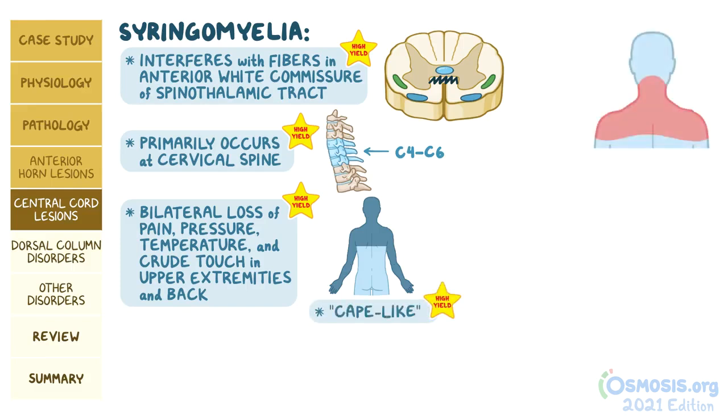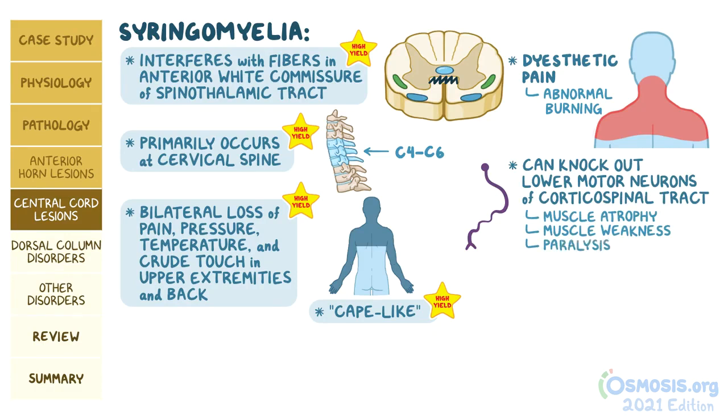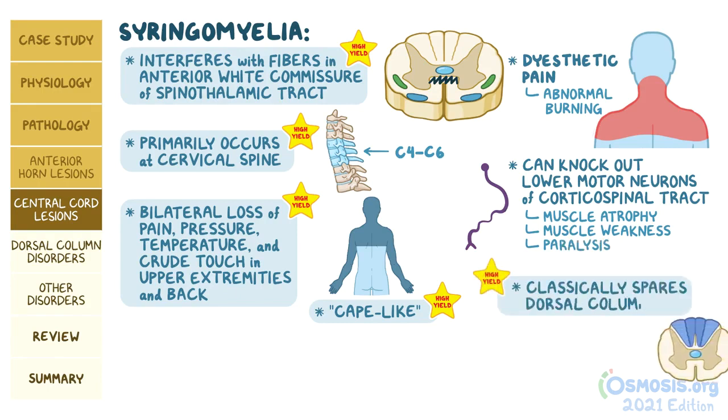However, syringomyelia could also lead to dysesthetic pain, which is typically described as an abnormal burning pain in the shoulder and neck regions. As the central canal cavity expands, it can also knock out the lower motor neurons connected to the corticospinal tract, which leads to muscle atrophy, muscle weakness, and paralysis. For your test, remember that syringomyelia classically spares the dorsal column, so sensations of pressure, vibrations, fine touch, and proprioception typically remain intact.